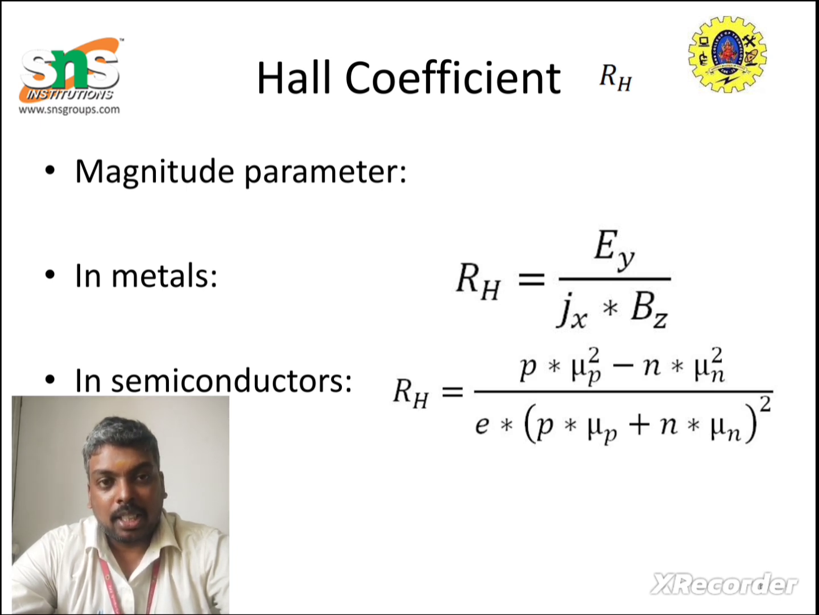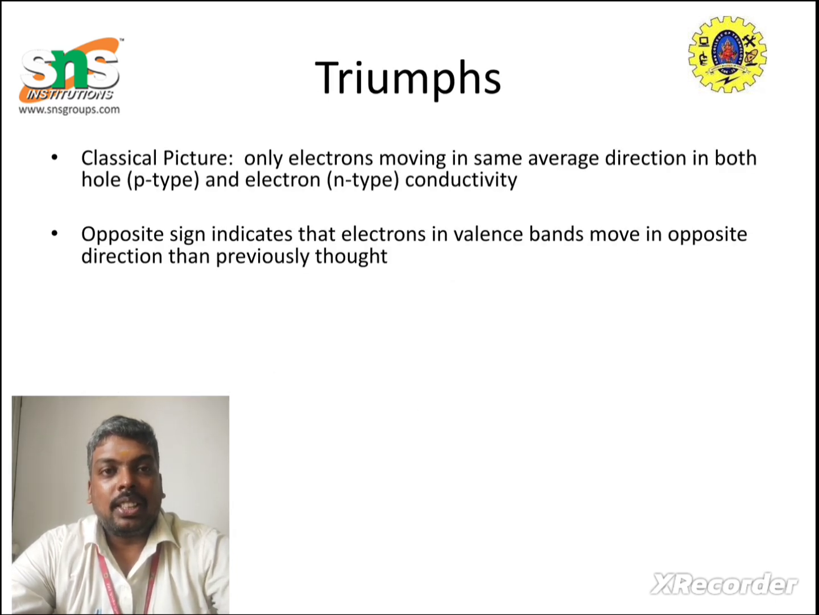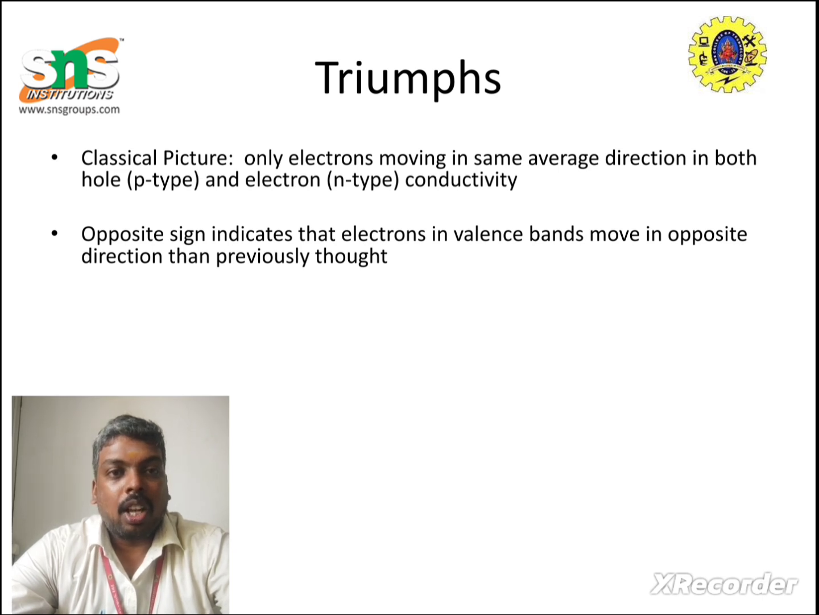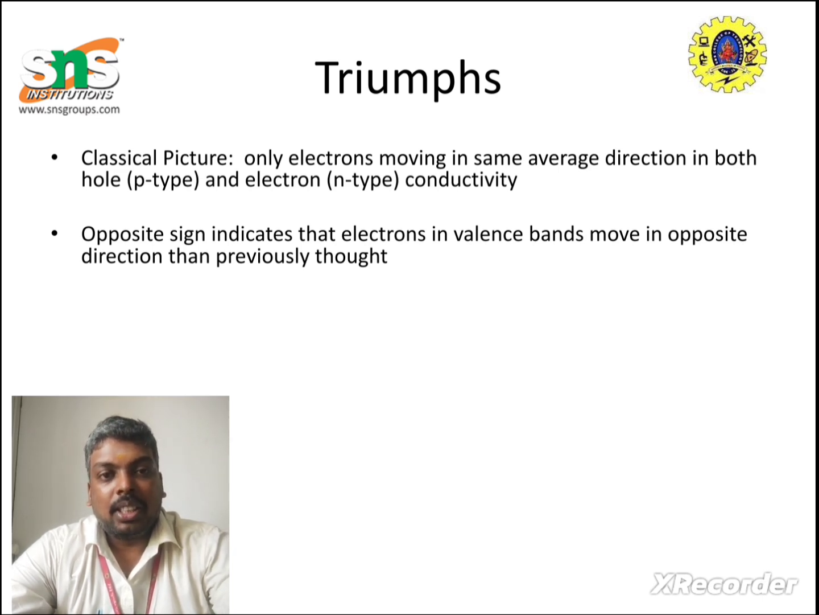If a material is placed in an electric field and the Hall voltage is negative, it belongs to an n-type material. If the Hall voltage is positive, it belongs to a p-type semiconductor. So what is behind the electrical Hall effect? Classically, only electrons move in the same average direction in both p-type and n-type conductivity, but the opposite sign indicates that holes in the valence band move in the opposite direction than previously taught. So that was the real one.